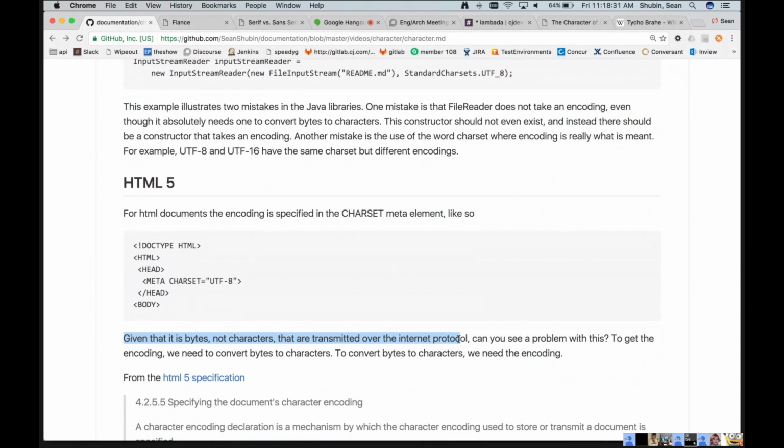You have to parse the document and you don't know what the character set is. Exactly. You have to parse the document to know what the character set is, but you can't parse the document until you know what the character set is. So this is meant for... We'll deal with that in HTML set.